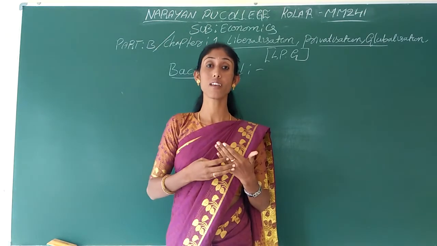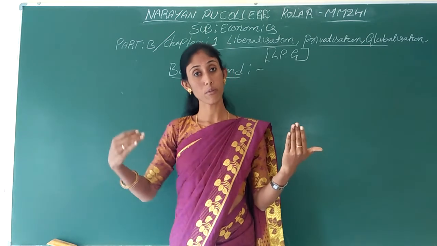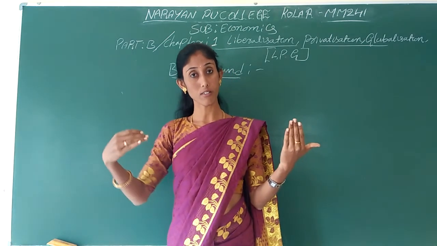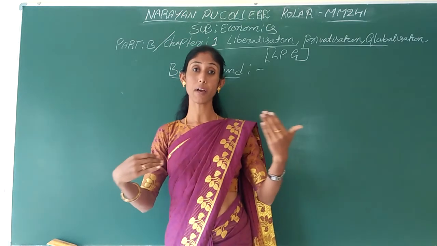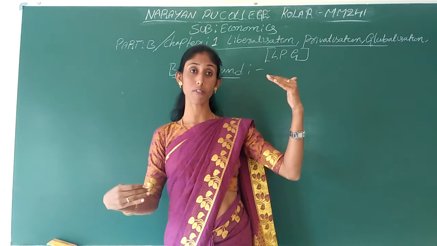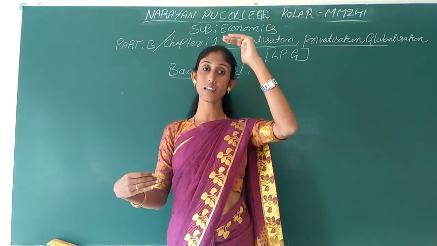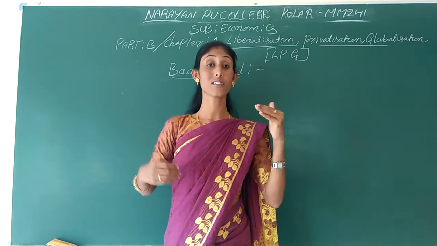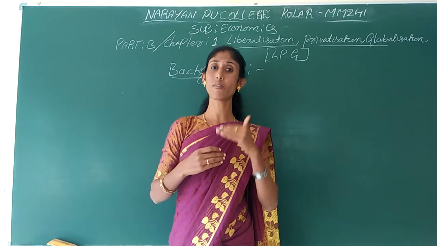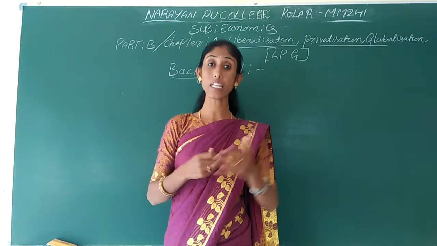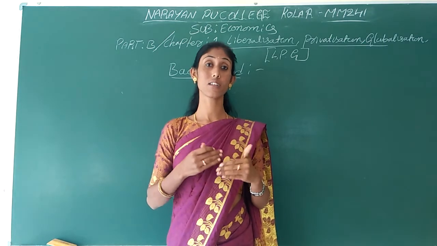Inflationary pressure means the demand for goods and services was very high, but the production capacity of the agricultural and industrial sectors was very low. This created an imbalance between the demand and supply of goods, and the prices of goods and services were increasing more than the limit. That's called inflationary pressure. In the 1980s, the inflationary pressure went on increasing, and with that started the deficit BOP.